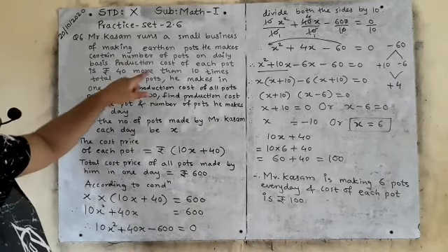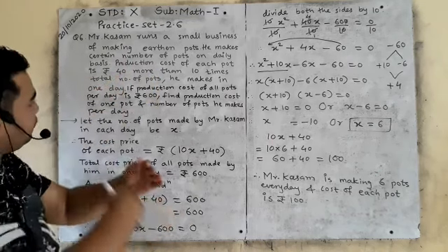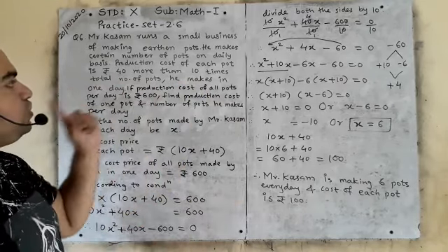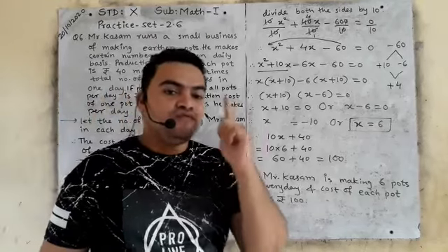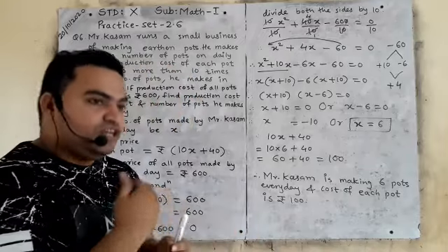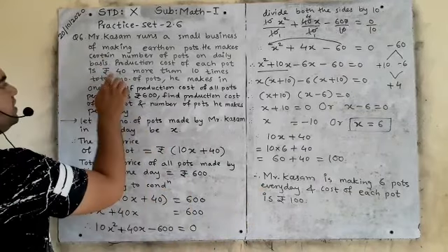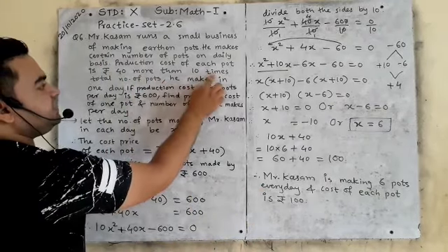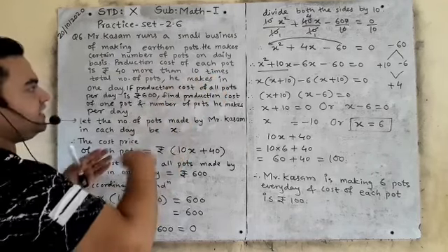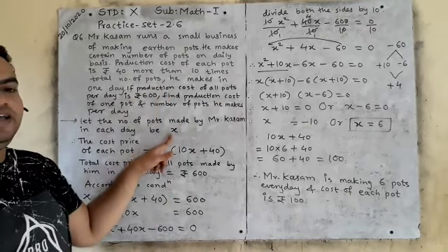Now see the next thing. Production cost of each pot is rupees 40 more than 10 times total number of pots. Cost of each pot, cost of one pot. Okay, cost of one pot will be 40 rupees ज़्यादा, means plus 40 more than 10 times. 10 times मतलब 10 multiply. 10 times total number of pots. So how many pots does he make every day?